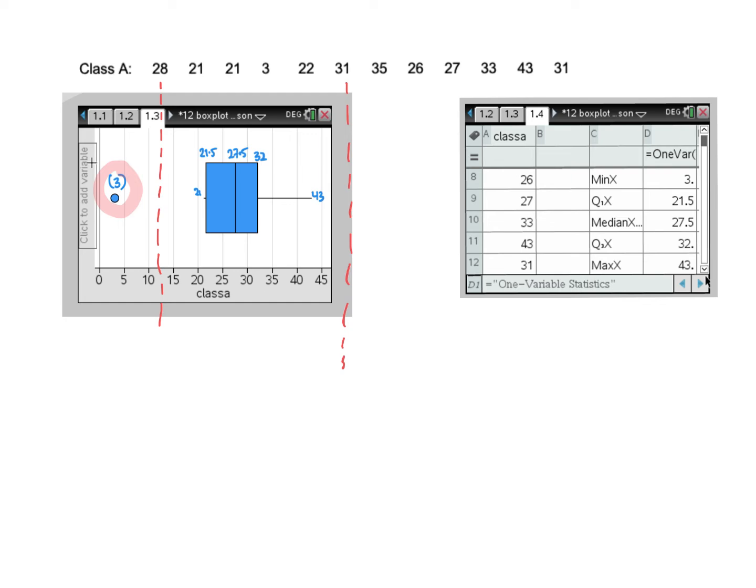So what we call this one up here, we call the upper fence. The way you calculate the upper fence is there's a formula, and it's Q3 plus 1.5 times the interquartile range. Okay, that's how you determine the upper fence, and then the lower fence is Q1 minus 1.5 times the interquartile range. Okay, so if I go for this example to show you, I'm going to use Class A.